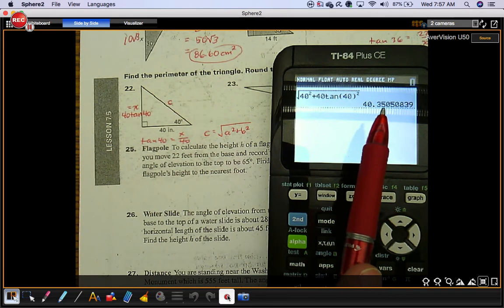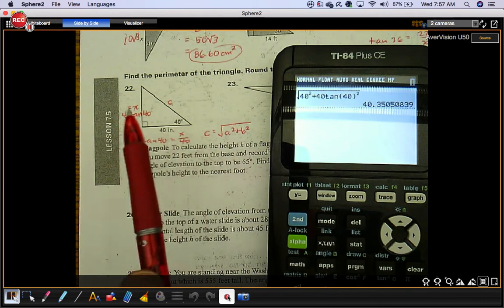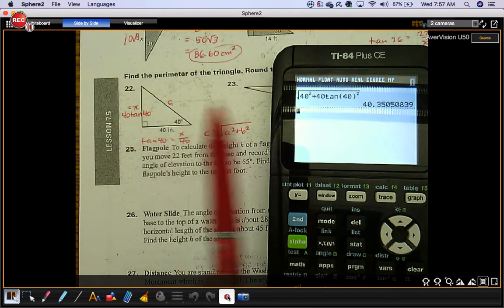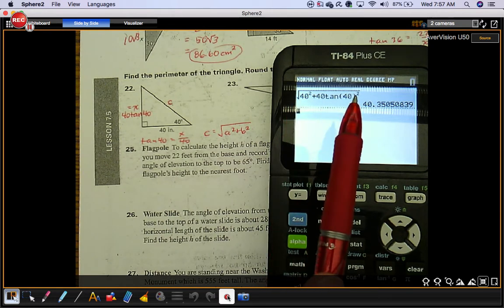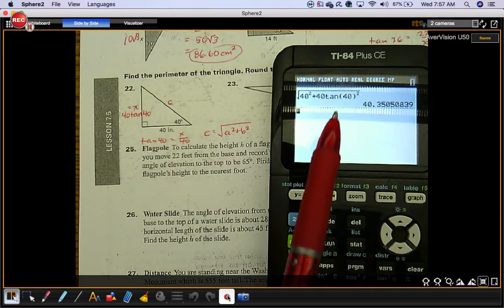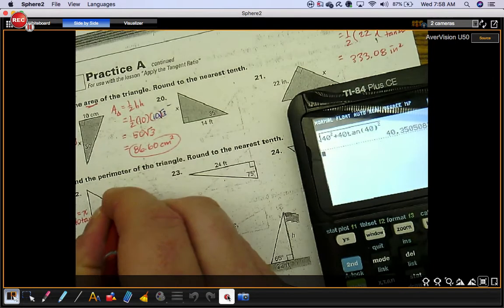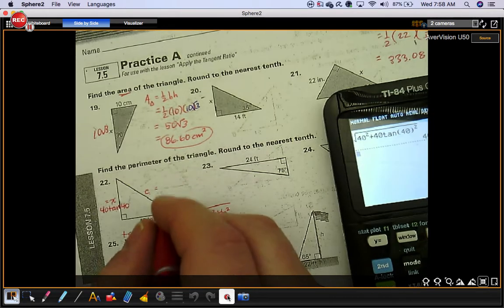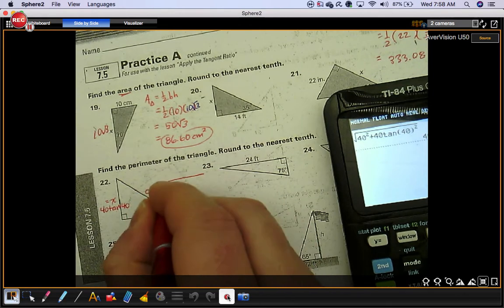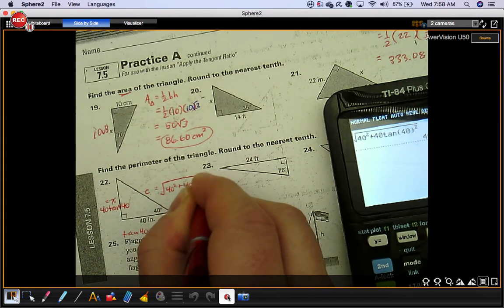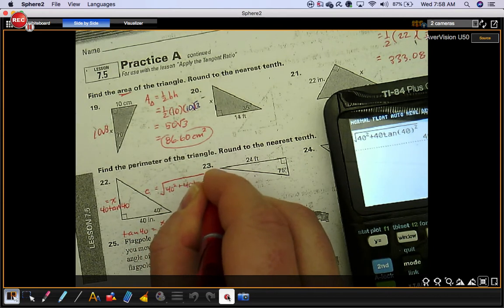What I don't want to do is round this and then add it to the other two sides. Okay? If you need to know this exact length, I would write it like this. I know that looks weird, but that's the exact length. So I'll just write it in there just because that's what I said to do. It's the square root of 40 squared plus 40 tan 40 squared.